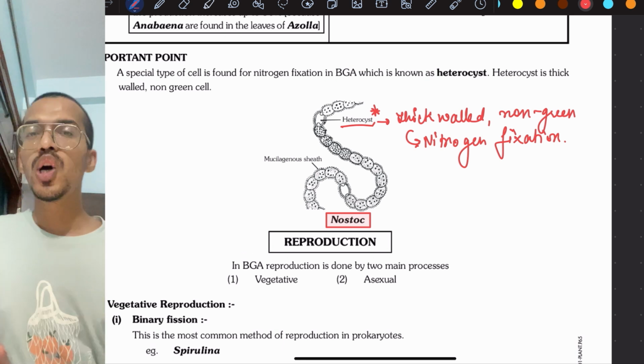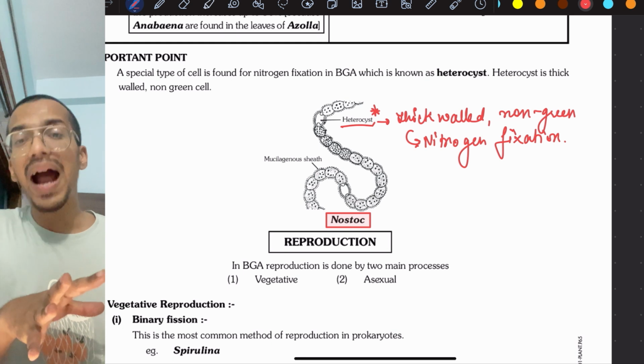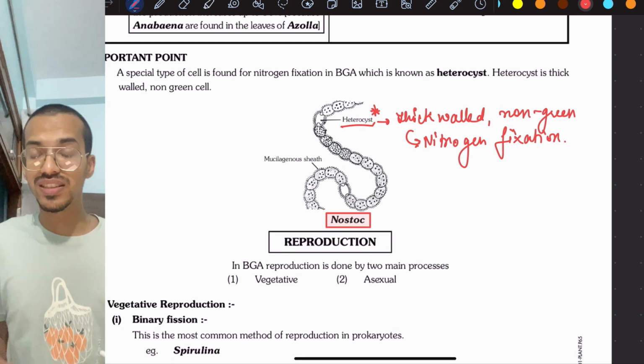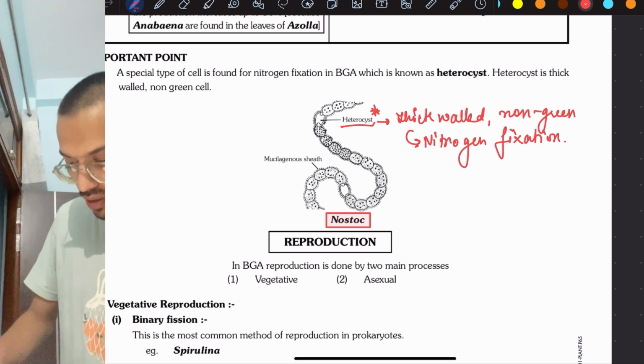So Nostoc is there. Nostoc, Anabaena, these things we put into the paddy fields. Paddy fields is what? Rice fields. So that over there they can add what? Nitrogen into the soil so that the rice can grow.